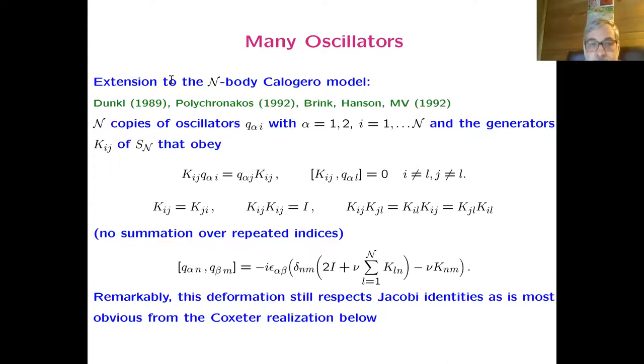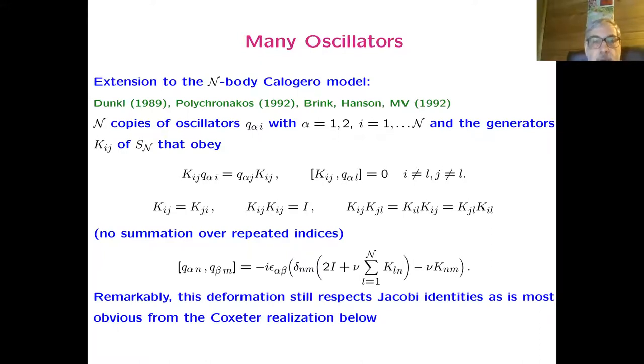So, the extension to the n-body Calogero model. I probably forgot to say that the simplest oscillator and the model constructed by Wigner happened to be the same as the two-body Calogero model. This is just a spectrum for that model that was discovered before the name of Calogero model was invented.